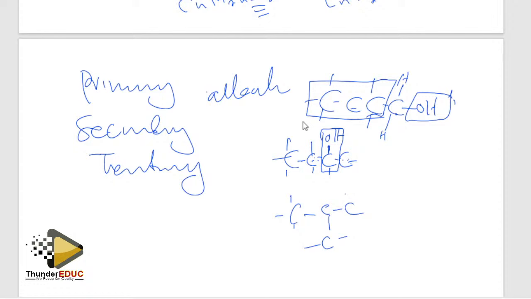We say that in a primary alcohol, the carbon atom with the functional group is attached to 1 carbon atom. Check the functional group. The carbon atom having a functional group is attached to 1 alkyl group. The secondary alcohol, the carbon atom with the functional group is attached to 2 other carbon atoms. This is the first one and this is the second one. Then the tertiary alcohol, the carbon atom with the functional group is attached to other 3 carbon atoms. Please, you have to know that.